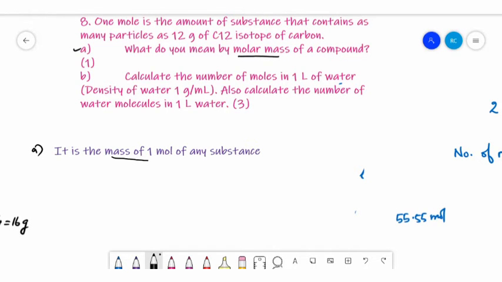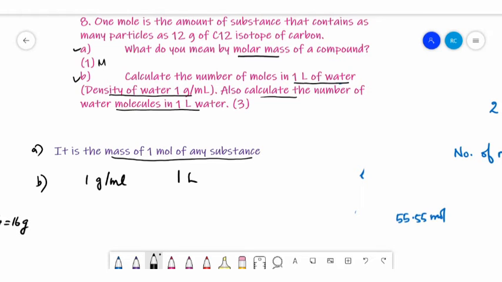It is the mass of 1 mole of any substance. That's called the molar mass. That is having 1 mark. Second question, this is mark. Okay, calculate the number of moles in 1 liter of water. Density of water is given. Also calculate the number of water molecules in 1 liter water. Okay, so I'm just doing the second one. We need to calculate the number of moles in 1 liter of water. So density is given. Density is equal to 1 gram per ml.